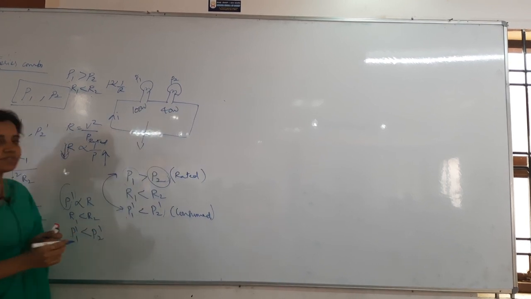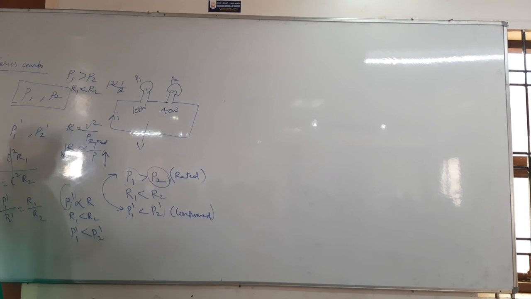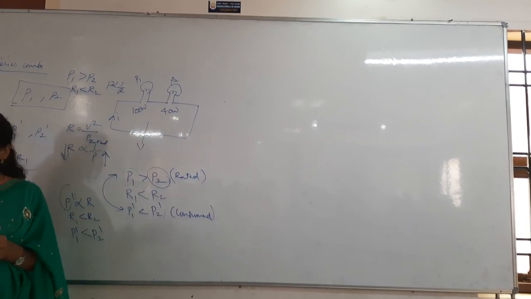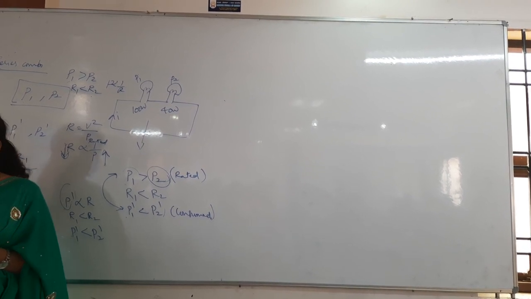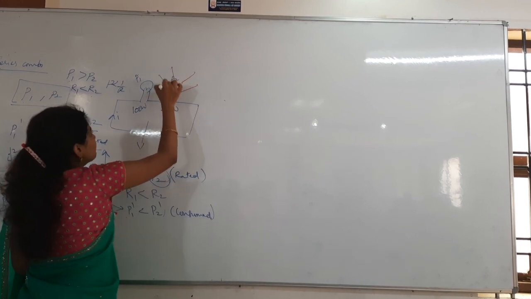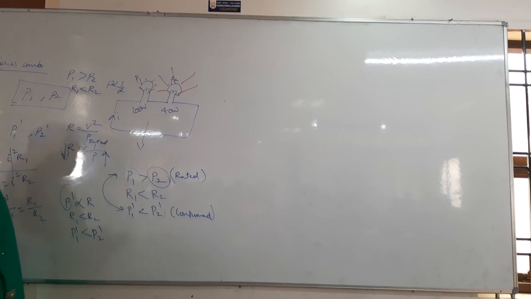bulb, which will give more brightness? Which one? 40 watts, right? Why? Because the rated power is less and then power consumption will be more. Power consumption is more means automatically brightness is more. So here brightness is more, and this one brightness is less. Clear? You understand the relation, right?